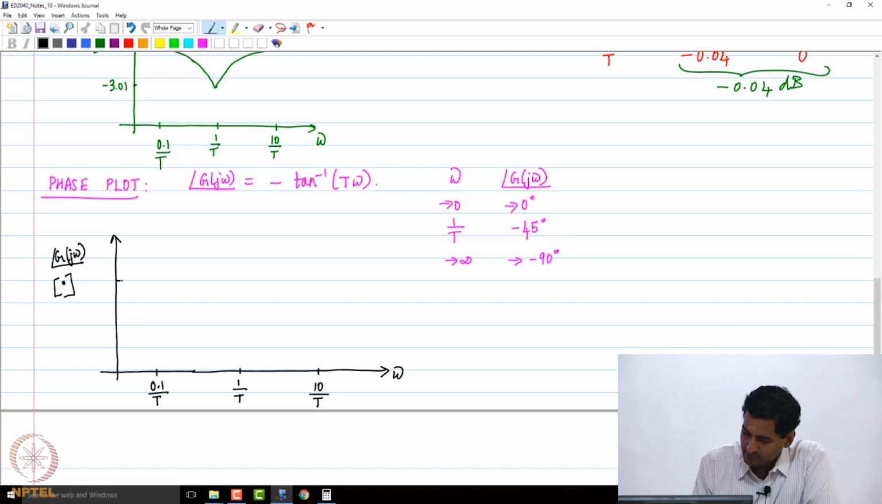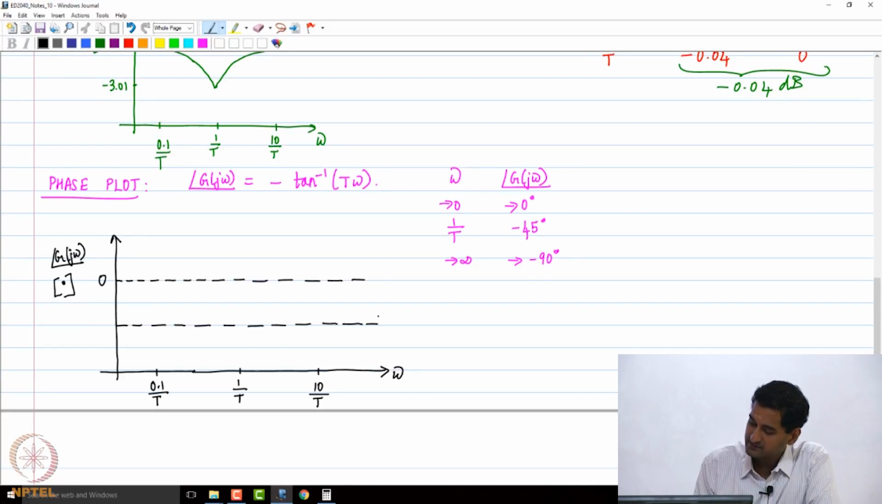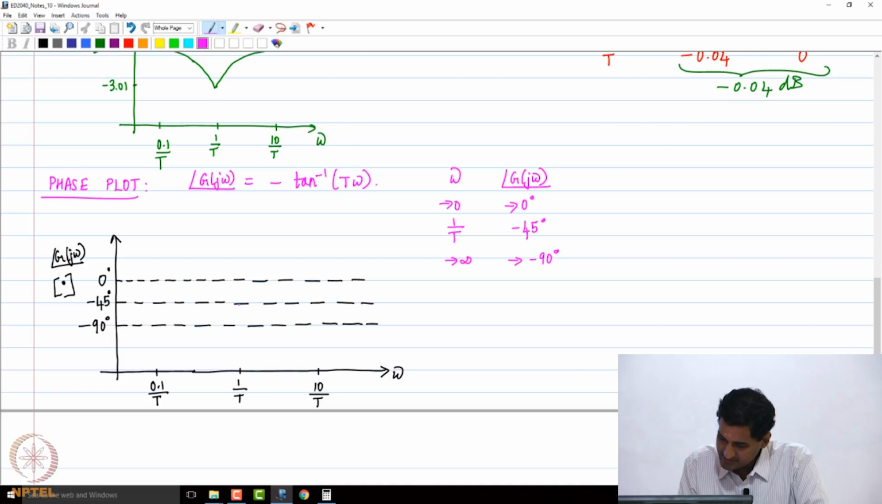So essentially we are going to have 0 degrees, right, and let us say this is my minus 90 degree line, okay, and let us say in between I have minus 45. So all of us know how the tan inverse plot looks. So I just need to make sure that I pass through 1 by t and minus 45, right.